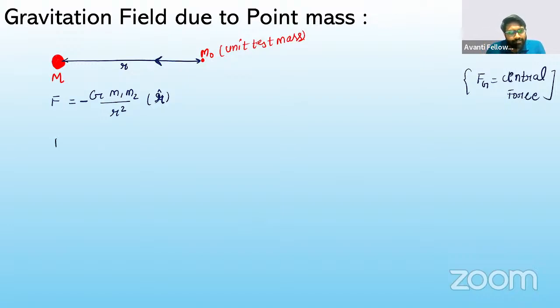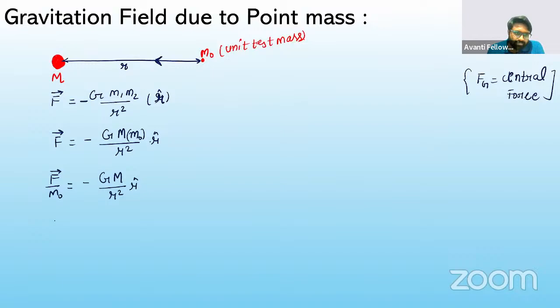Now see, F is equal to minus G capital M into m naught divided by r square r cap. Now, if I divide this magnitude of force by m naught, which is the unit test mass, what I will get here is minus G capital M upon r square r cap, and this is nothing but gravitational field intensity.